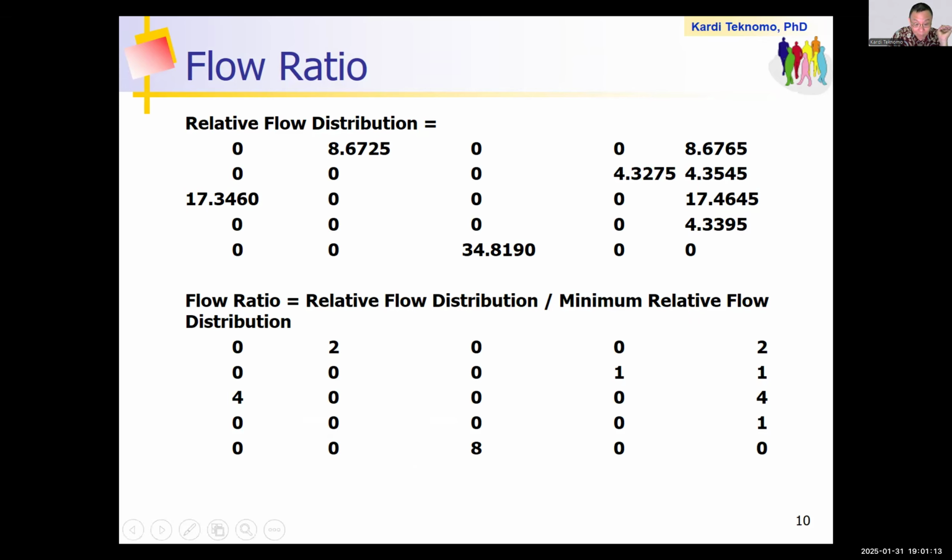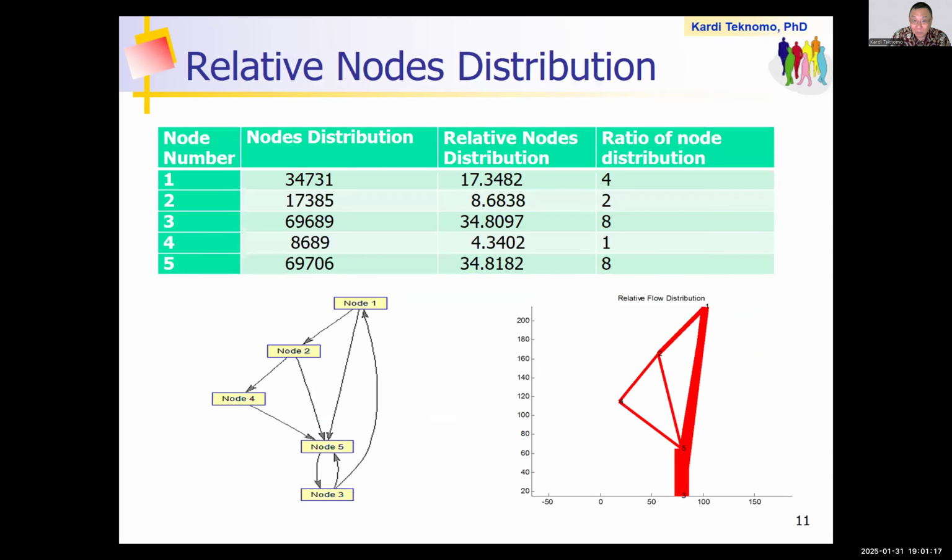So in that case, I tried, is it possible, how about the node distribution? Again, the node distribution is just the sum of that, the sum of the links in and out.